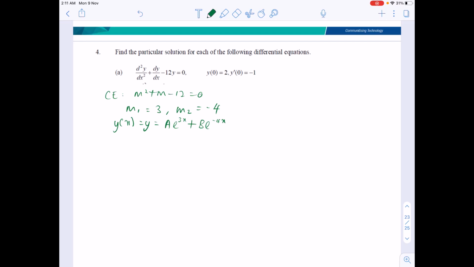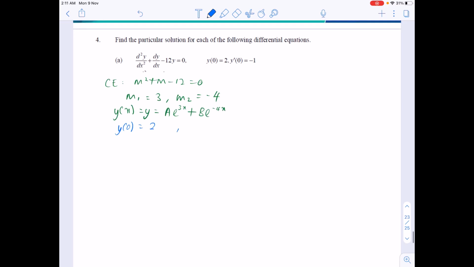Now we know that the condition given to us, y(0) equals 2, means x equals 0, y equals 2. Why don't we substitute this condition into the general solution? This is 2 equals a e^0 plus b e^0. When we simplify, we will have a plus b equals 2. This is equation number 1.